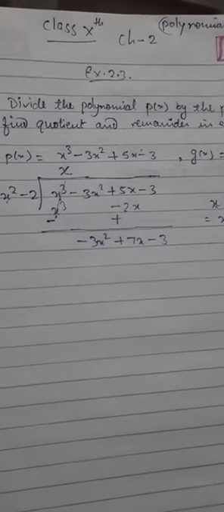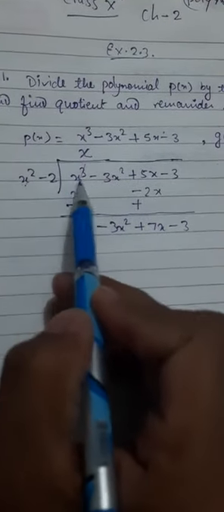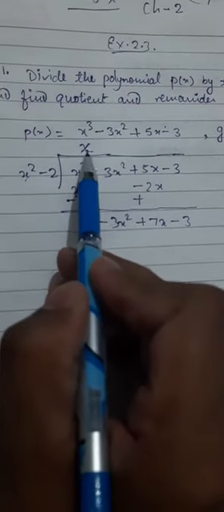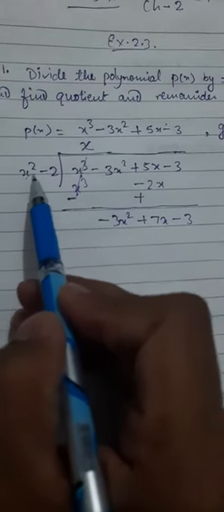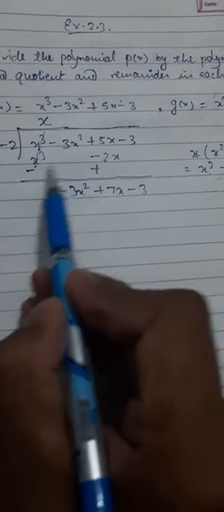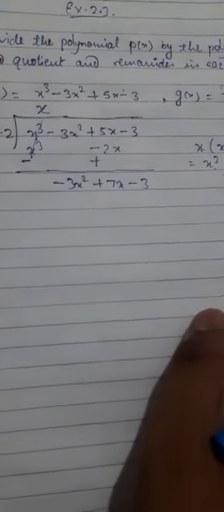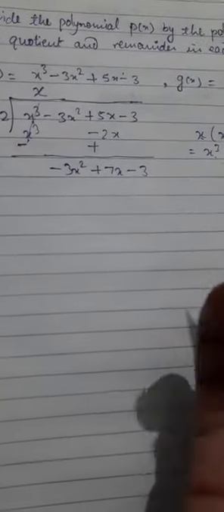So step 1 is completed. Again I am telling, first term divided by first term, x cube and x square, what will come? x. Then this x we will multiply by both terms like this. Then this product we will write downside, we will arrange, we will change sign, then we will solve. Your first step is completed. Now we have to repeat the same procedure again and again.